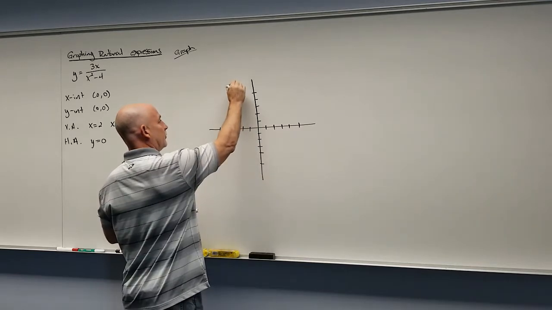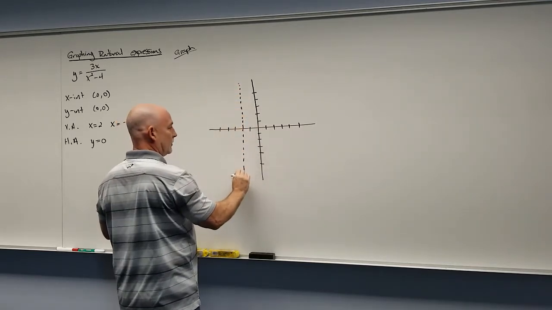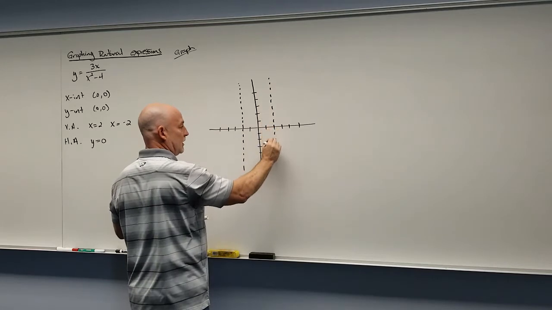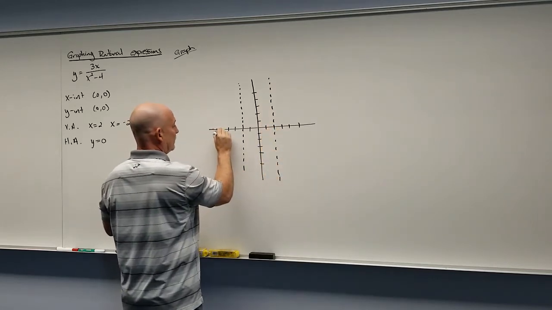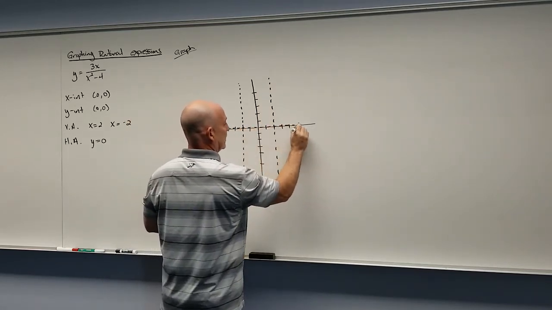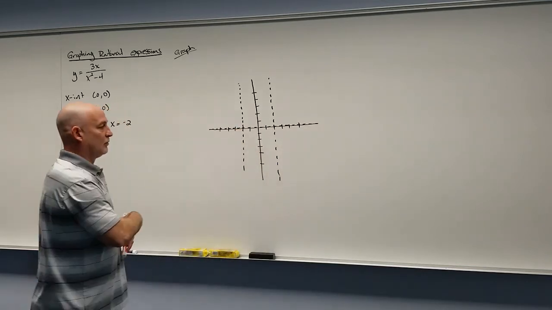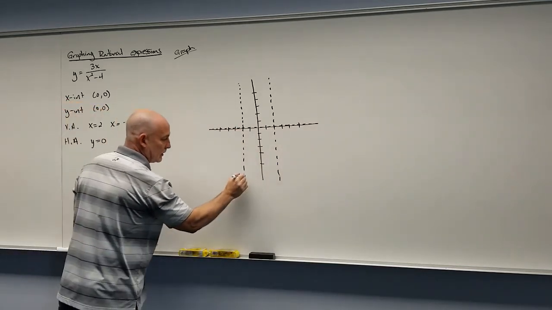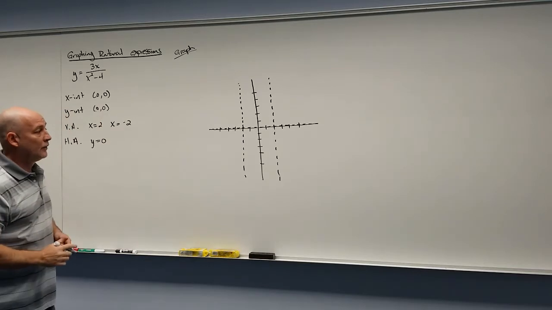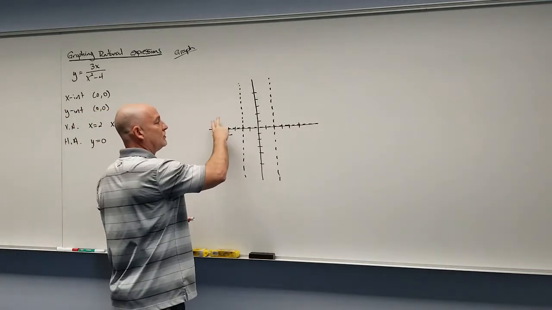Okay, you always want to put your asymptotes on first. We have vertical asymptotes at plus and minus 2, and a horizontal asymptote, which is the x-axis. Now, generally you want to draw it just a little bit above or below so you can actually see that horizontal asymptote. Now, the vertical asymptotes break the graph into 3 regions.